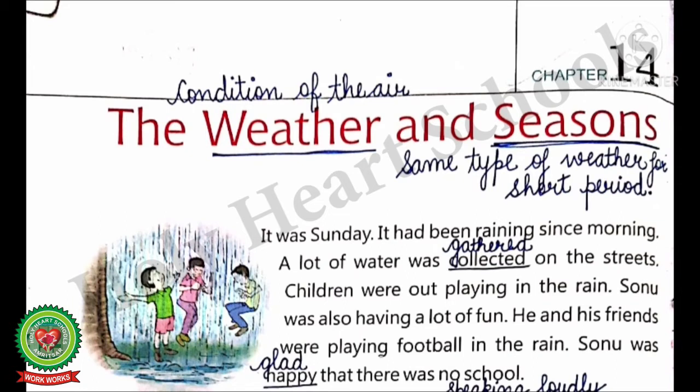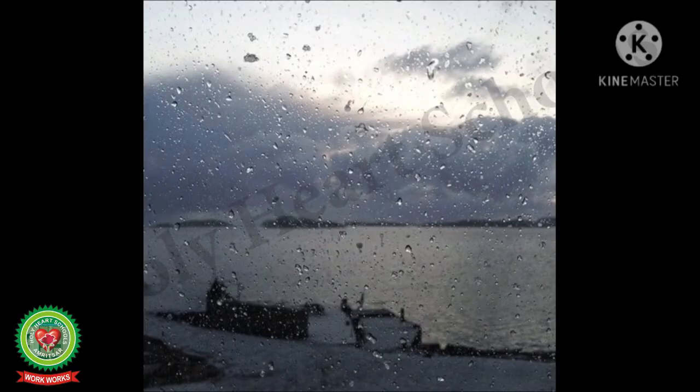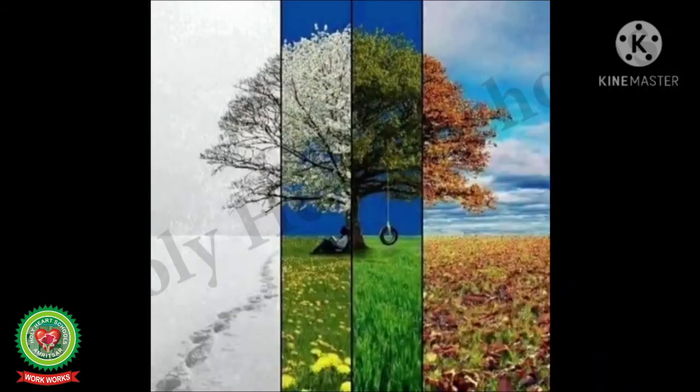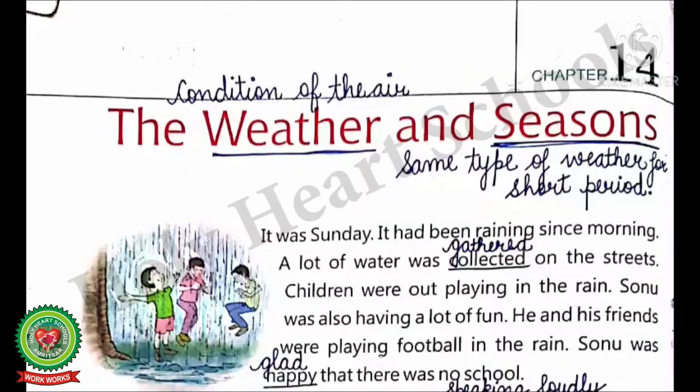Chapter number 14, Weather and Seasons. Now what is weather? Underline the word and write down its meaning, condition of the air. Now kids, the weather changes nearly every day. Sometimes it is cold, sometimes it is hot, sometimes it is pleasant. Some days are windy and on some days rain falls. So, weather is the condition of the air.